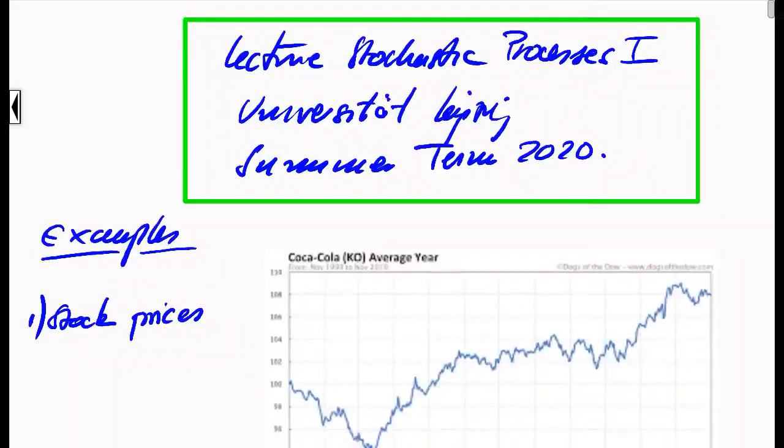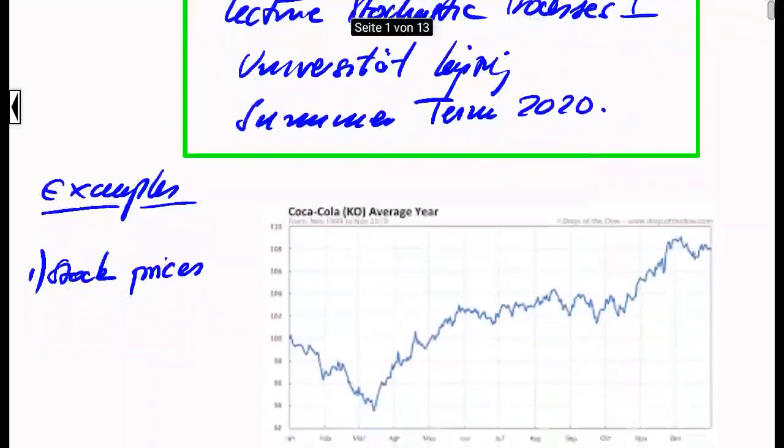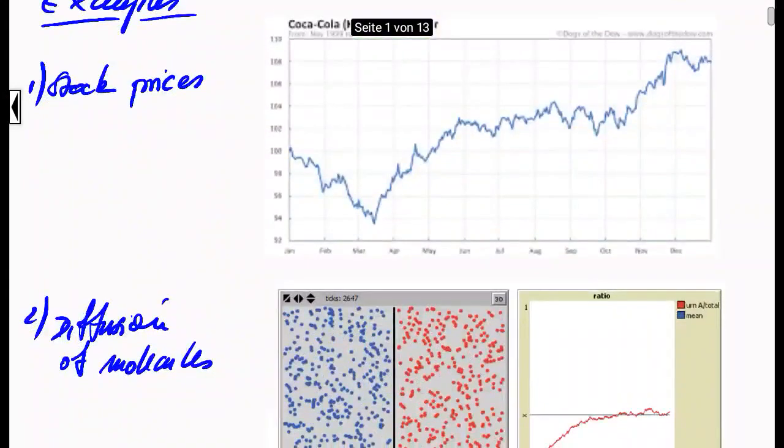So welcome everybody to the first classroom session of our lecture Stochastic Processes 1 at the University of Leipzig in the summer term 2020. We want to study stochastic processes, and I want to start by giving you some examples or some domains where stochastic processes naturally appear, and why it is so interesting and so important to look at them. First example is stock price dynamics.